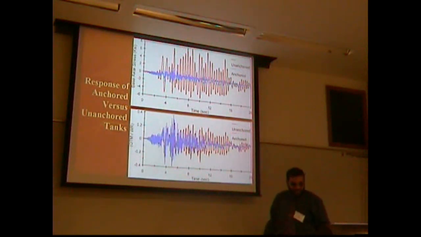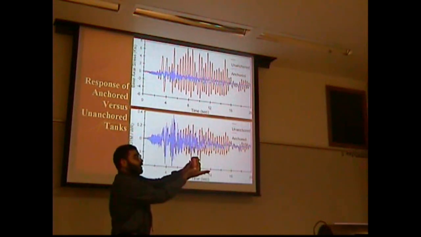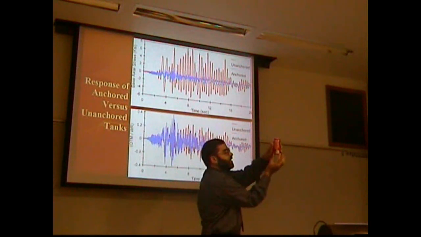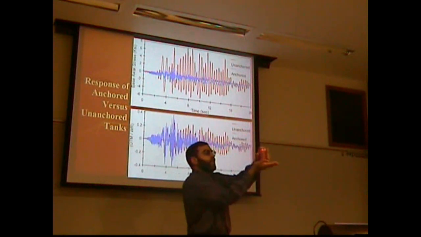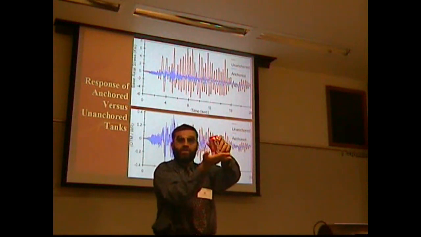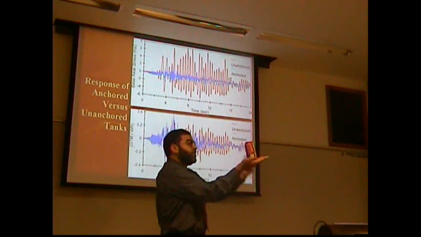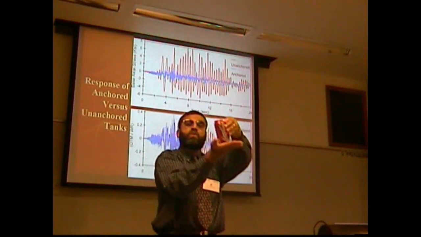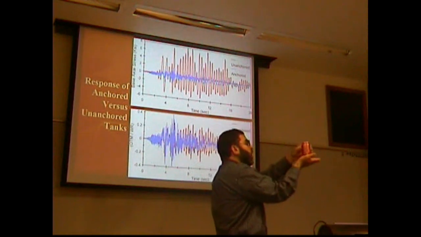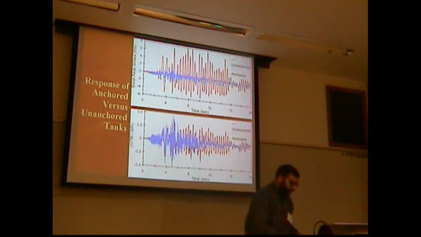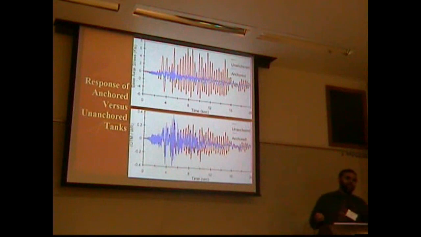Why? The answer is that when the unanchored tanks uplift, the contact between the tank and the foundation becomes small. The area of contact becomes smaller and smaller, so you get more stress concentration, right? In the anchored tank, the reaction is distributed over the entire area. But in the unanchored tank, when it uplifts, the reaction is distributed over a smaller and smaller area. So you get more stress concentration. And the more uplift you get, the smaller the area of contact, the more stress concentration you get. So this is the second thing that I want you to see here. So one, high frequency versus low frequency. Second, the stress concentration up there.